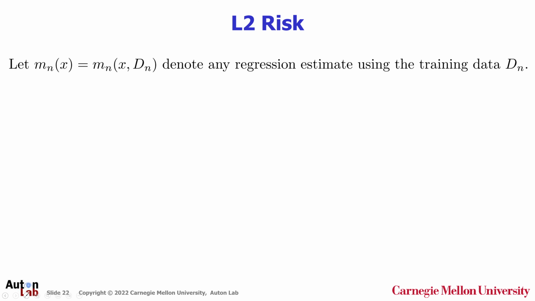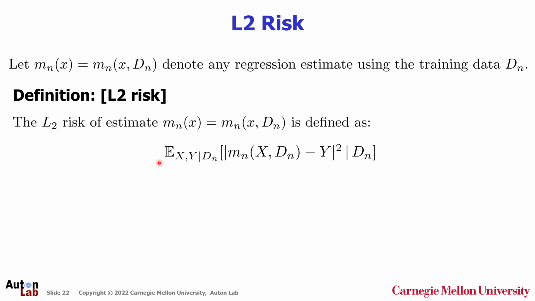Now we are ready to talk about the L2 risk of the estimator m_n(x). Let again m_n(x) denote any regression estimate using the training data D_n. The risk of m_n can be defined as the expectation of m_n at the location x minus Y squared, conditioned on the training data set D_n.